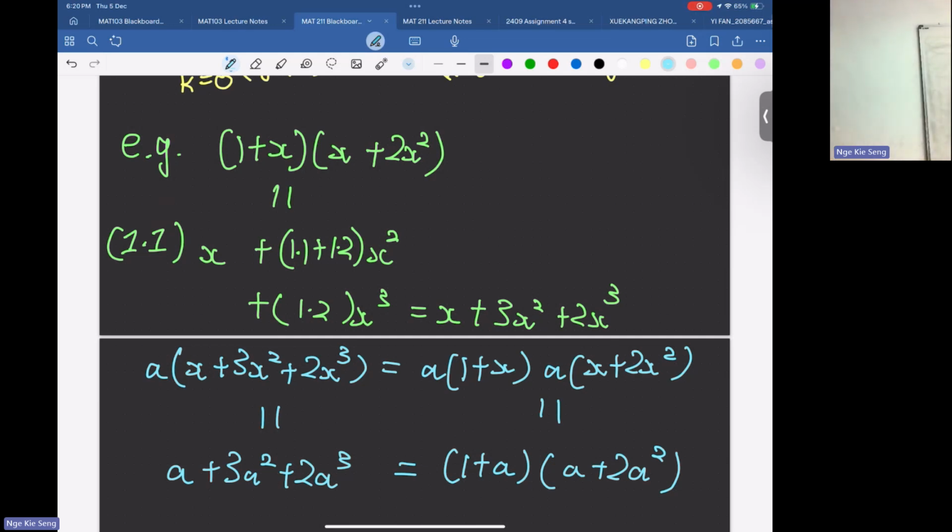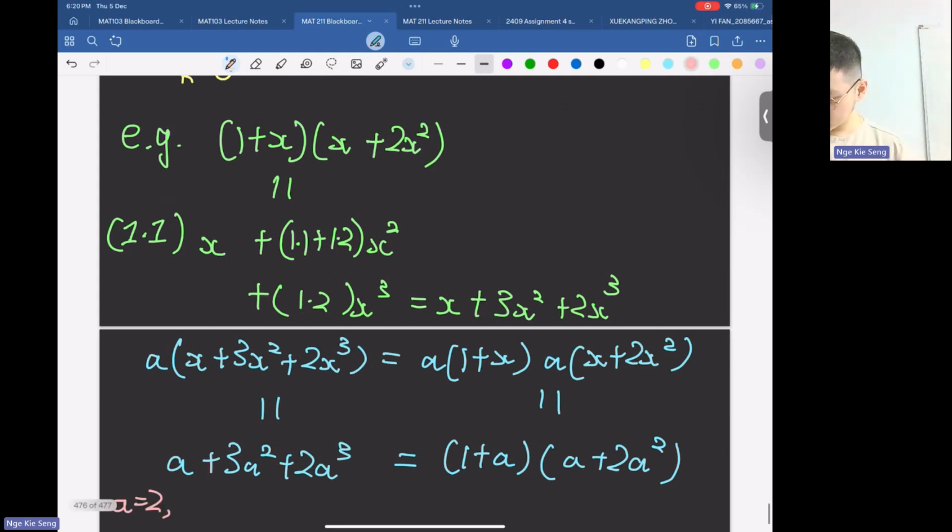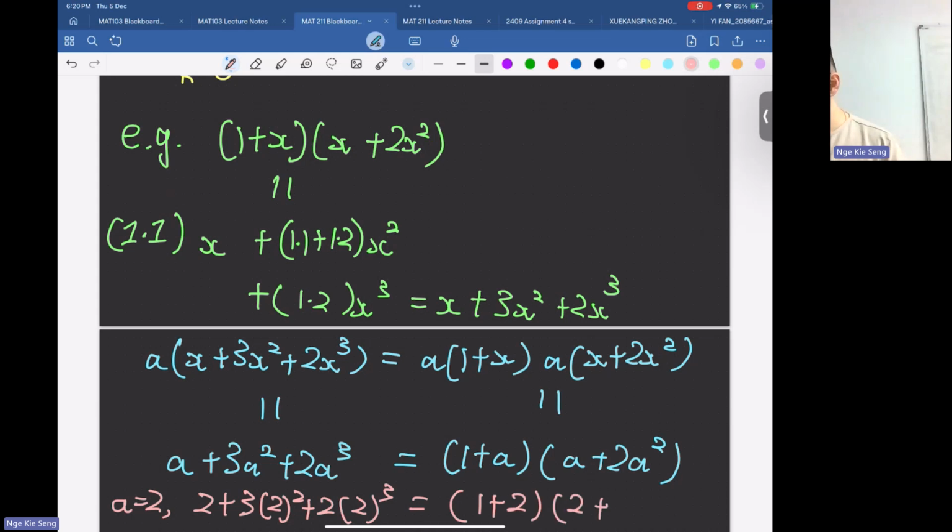So you calculate the polynomial with x, calculate the polynomial with a. It's literally the same. Just that if you substitute a real number here, maybe 2, you compute in a different way. So let's go down one more step. Let's say a equals 2, you can see 2 plus 3 times 2 squared plus 2 times 2 cubed, which equals 1 plus 2 times 2 plus 2 times 2 to the 2. So you can see that in the real number calculation, these two ways of calculating are different, right? But if you do it in any variable, they look the same.